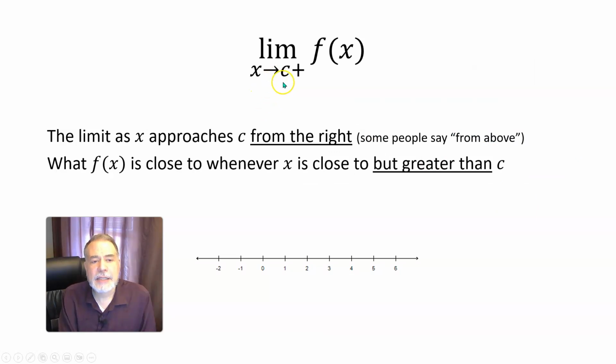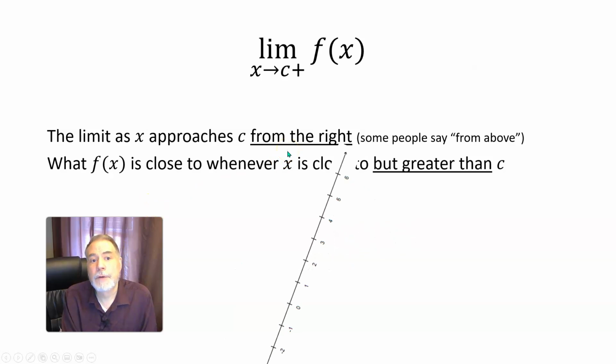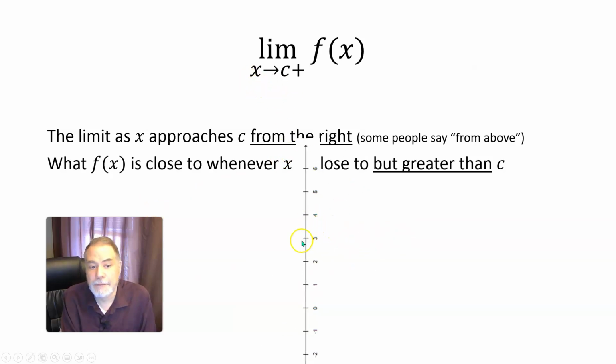Then the limit as x approaches c from the right, where we put a plus sign after the number that x is approaching. The limit as x approaches c from the right means what f of x is close to whenever x is close to but greater than c. And it's most common to say from the right, but some people say from above. X is approaching from above.